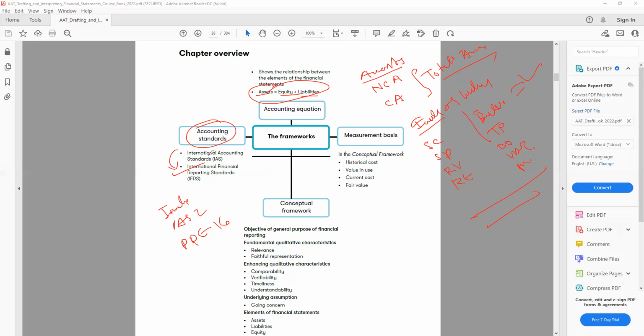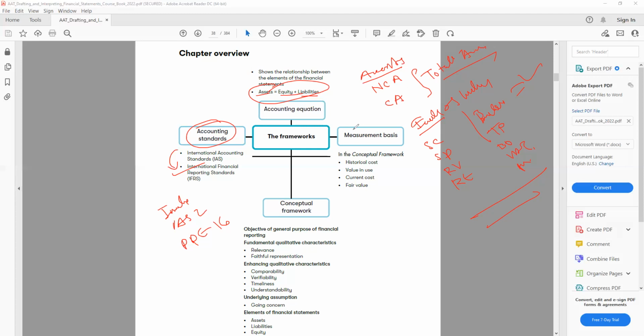This is just information on how it works, but it is not very important for your exam. In the exam, they will not ask you what IAS or IFRS is, but we need to know the recognition criteria. That means how we recognize under which IAS.